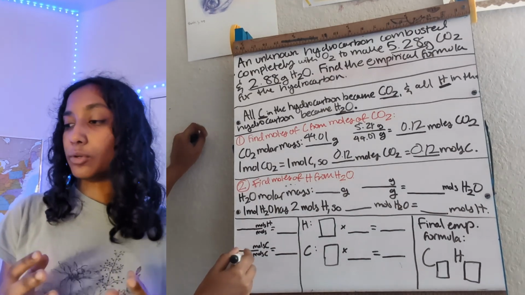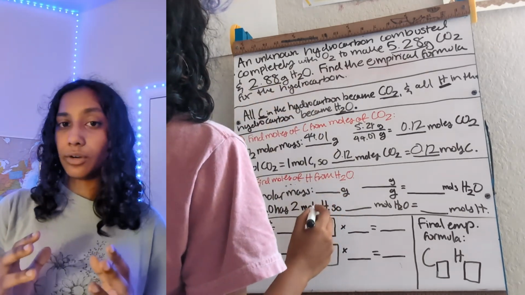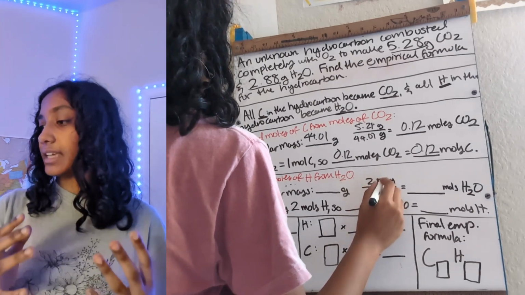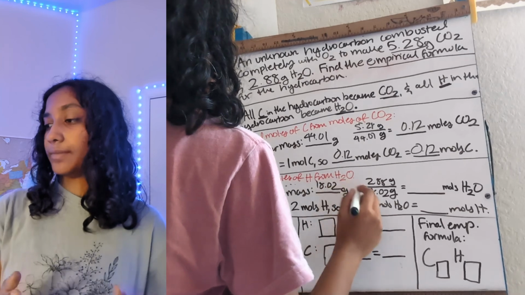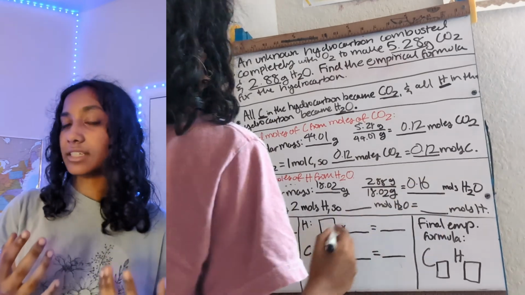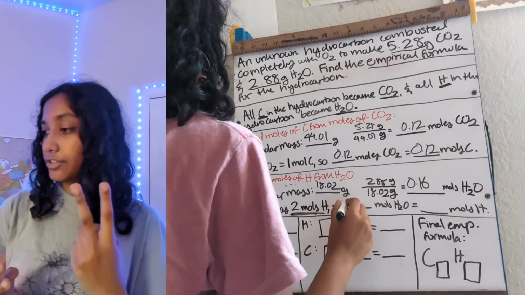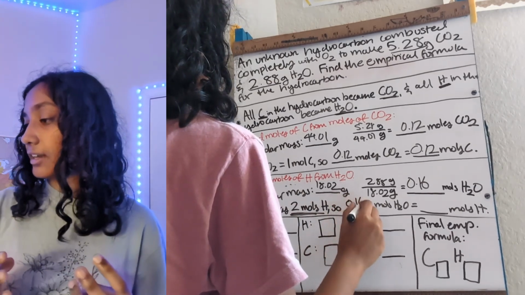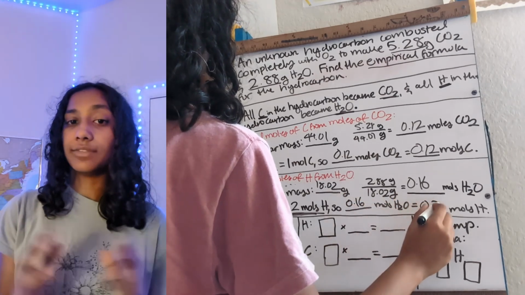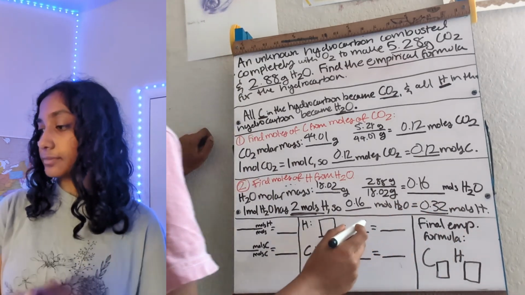Next, let's figure out the amount of moles of hydrogen from H2O. We're given 2.88 grams of H2O. We divide that by the molar mass of H2O, which is 18.02, to give us the amount of moles of H2O. 2.88 divided by 18.02 gives us roughly 0.16 moles of H2O. In 1 mole of H2O, there are 2 moles of hydrogen. So we multiply that number by 2 to give us the amount of moles of hydrogen. 0.16 times 2 gives us 0.32, so we know that there's 0.32 moles of hydrogen.